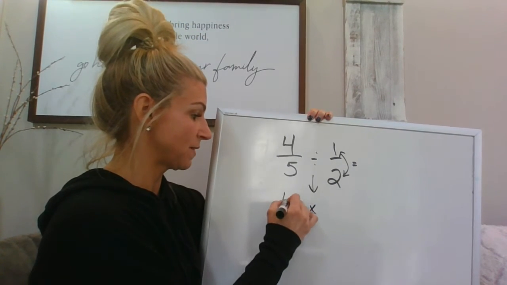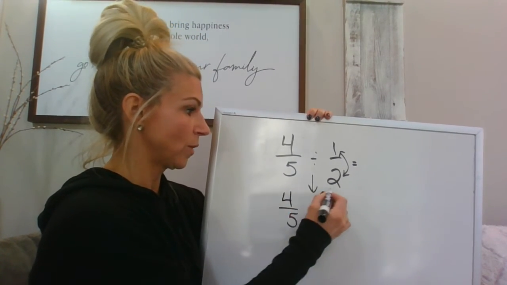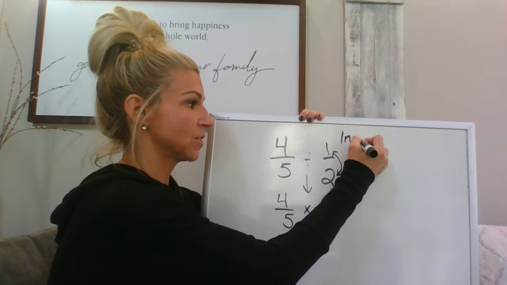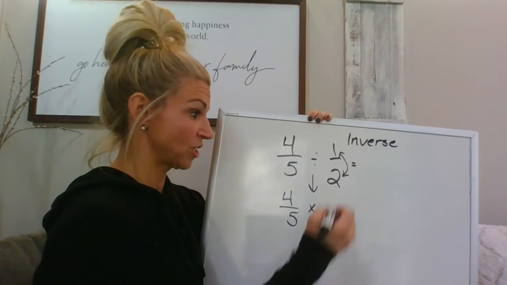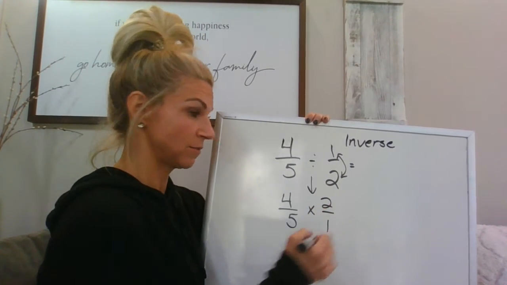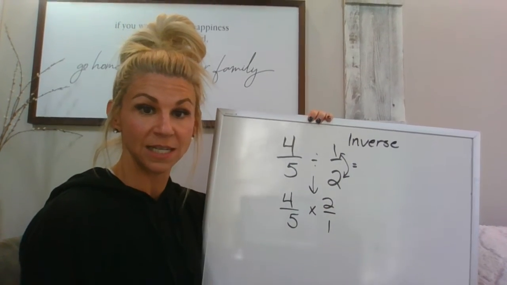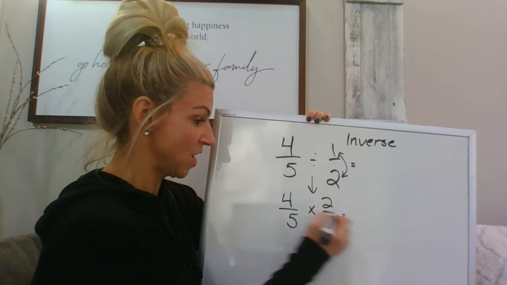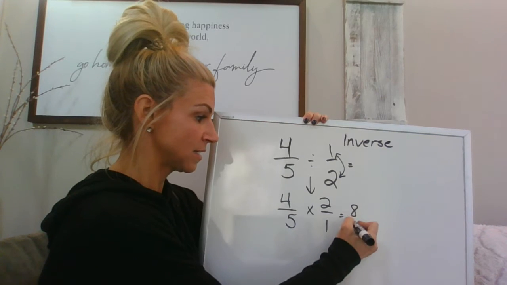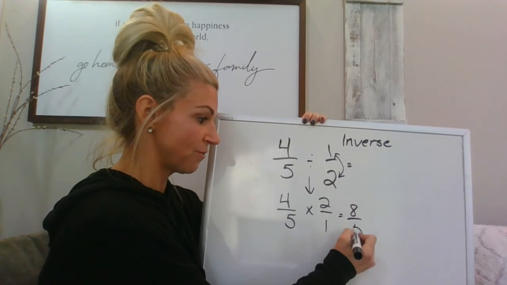So we'll leave 4/5 the way that it is. We're going to find the inverse of 1/2, which is just 2 over 1. You're just flipping the fraction upside down on its head, okay? And then you're just going to multiply straight across. So 4 times 2 is 8, and 5 times 1 is 5.